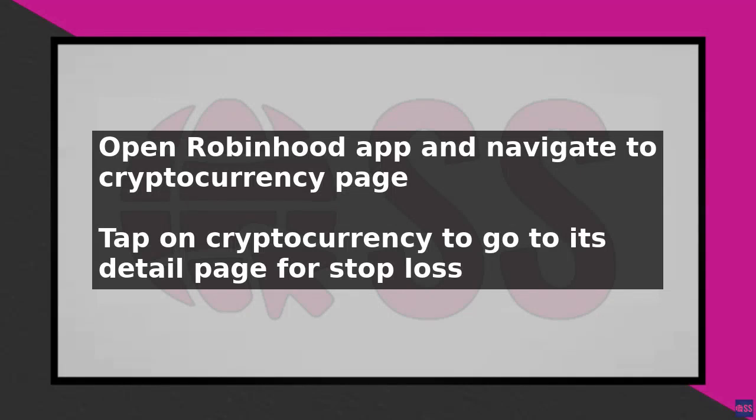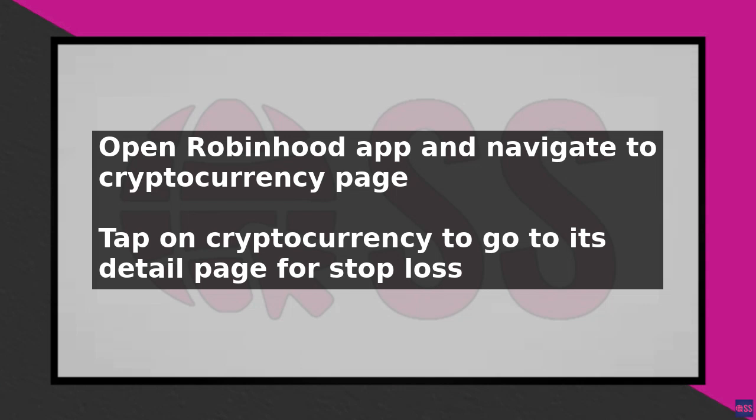Welcome to this tutorial on how to set a stop loss on Robinhood Crypto, a crucial risk management tool for cryptocurrency traders. Setting a stop loss helps limit potential losses by automatically selling a cryptocurrency when it falls to a certain price. First, open the Robinhood app and navigate to the cryptocurrency you want to set a stop loss for.